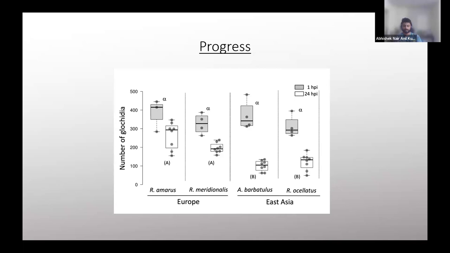So, to go into the results of the study, I'm talking about the two time points where we dissected the fish. The gray boxes represent the 1 hour post infection time point, and the white boxes are 24 hours post infection. We dissected a subsample of fish at both time points. Across species, the data points in the gray boxes are comparatively similar. Whereas when we look at the white boxes, the 24 hours post-infection, it's quite interesting to see a drop-off from the initial levels, and even more interesting that the East Asian species seem to have a much higher drop-off from the initial stages when compared to the European species of bitterlings.